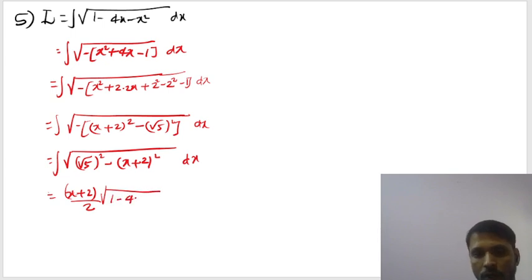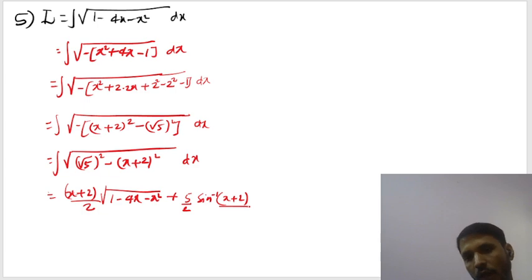So the given question is 1 minus 4x minus x square, and here plus a square, that means 5 by 2, and here we have sine inverse of (x plus 2) divided by 2, x by a. Here actually x by a, so a is root 5, so root 5, and then plus c. So this is question number 5. Now we'll move to the next question, that is question number 6.